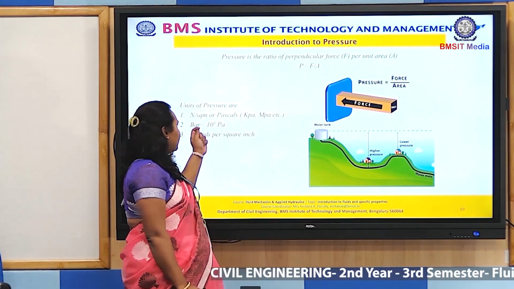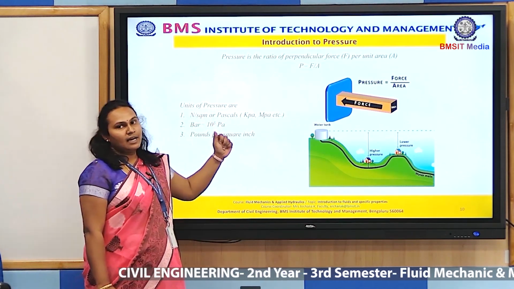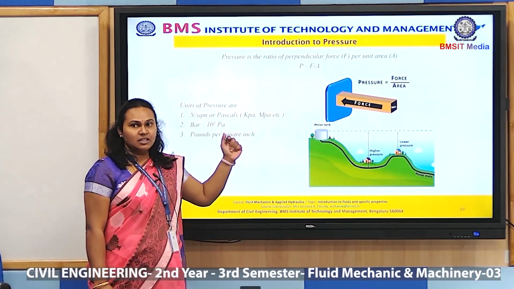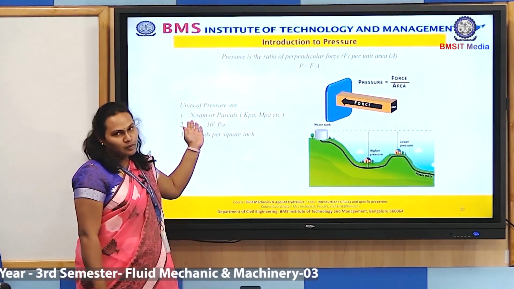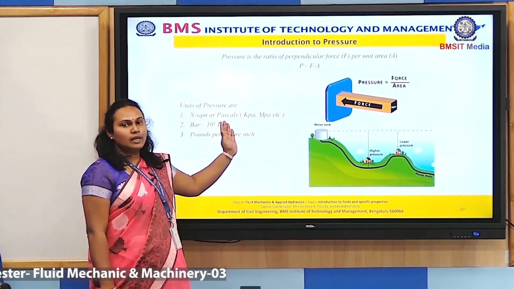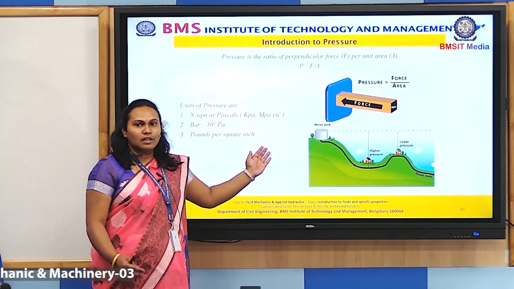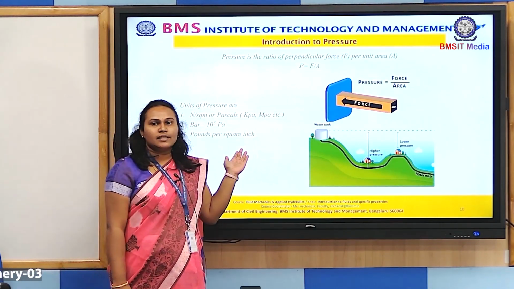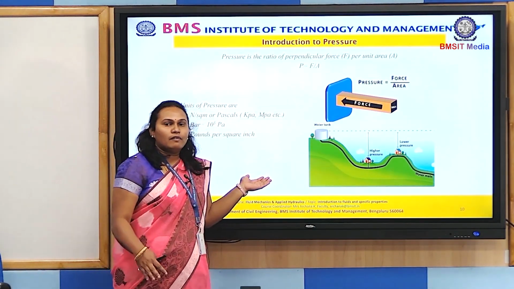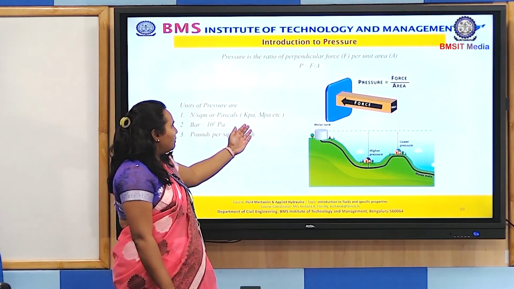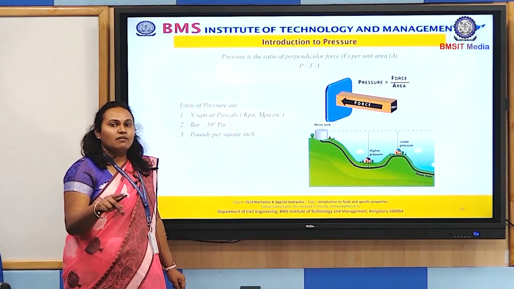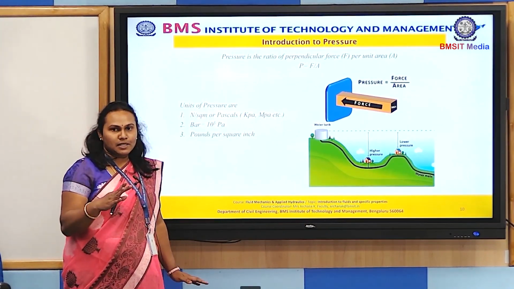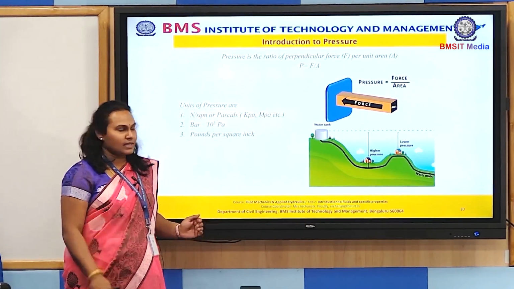Pressure is defined as force by area, and the unit for force is Newton, and area is meter square. Hence, the units are Newton per meter square, which is also known as pascals. If you have 1000 pascals, it is called a kilopascal, and if you have 1 million pascals, it is called 1 megapascal. So please remember, the conversion of pascal to Newton per meter square is equal on both sides.